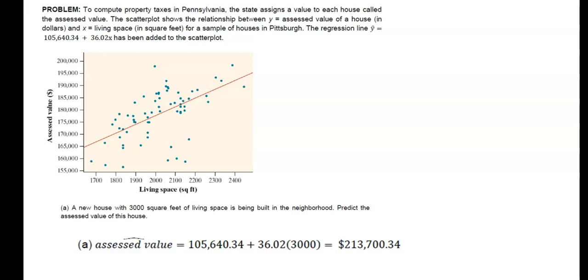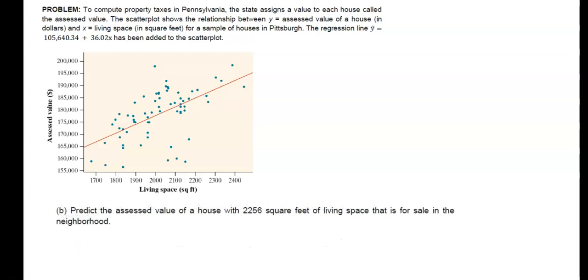And let's look at that. 3,000 is outside of the x values that go from 1,700 to 2,400. Not super confident about that prediction, but we can make the prediction whether or not we're confident.